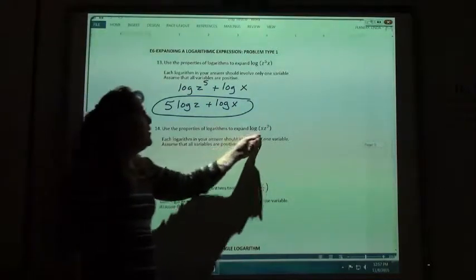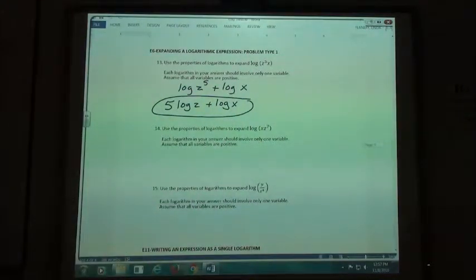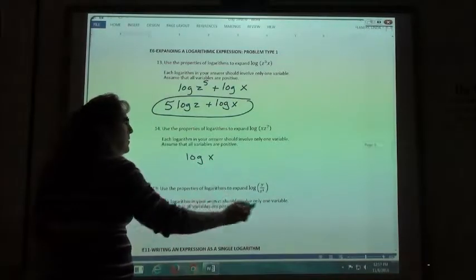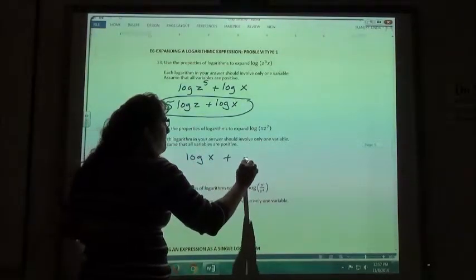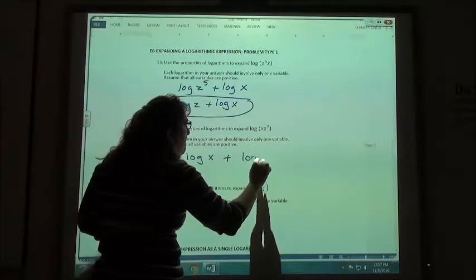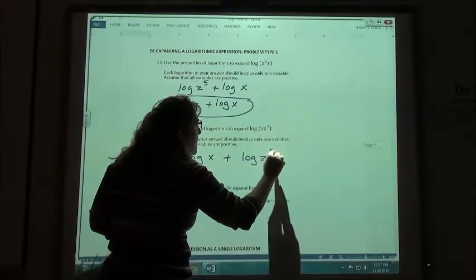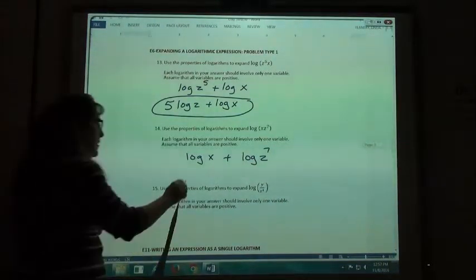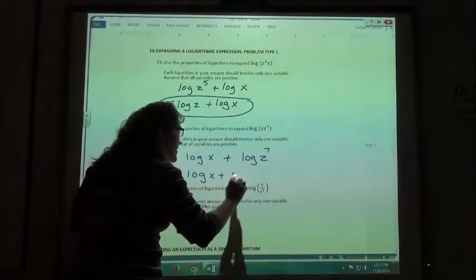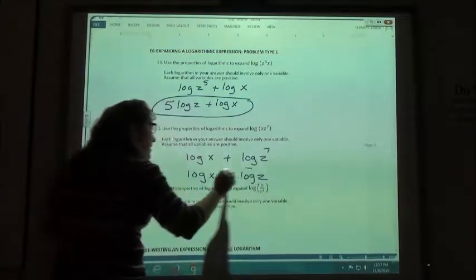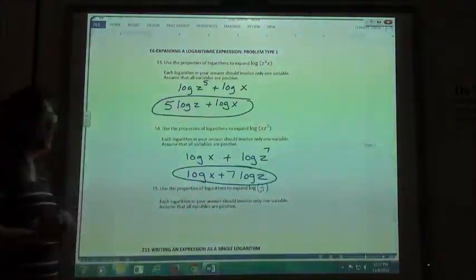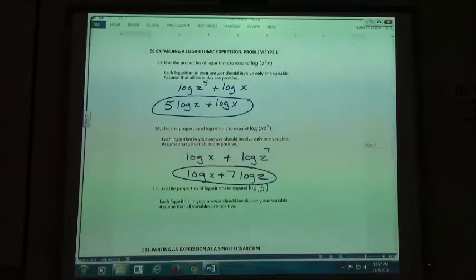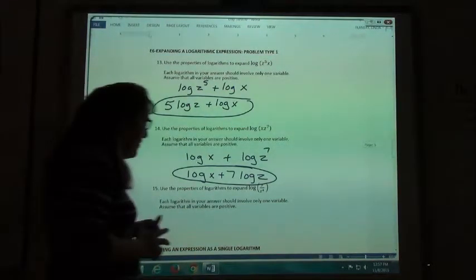So number 14 looks pretty close to number 13. If I expand that, then what would I have? Log of x plus log of z to the 7th. And I can expand that just a little bit more than that. Plus 7 log z. There we go. Log of x plus 7 log of z would then be my final answer expanded all the way out. So go ahead and try number 15.